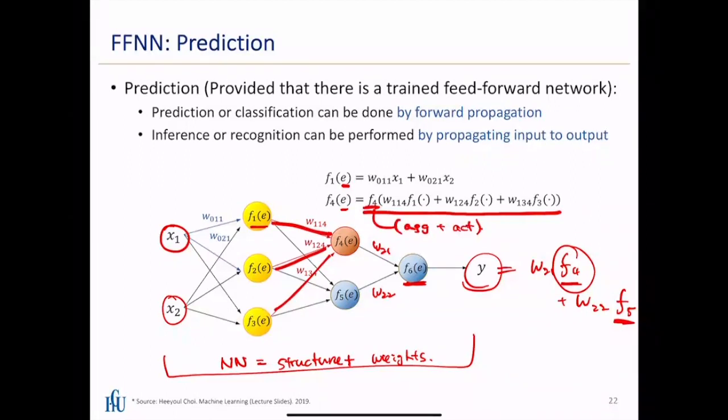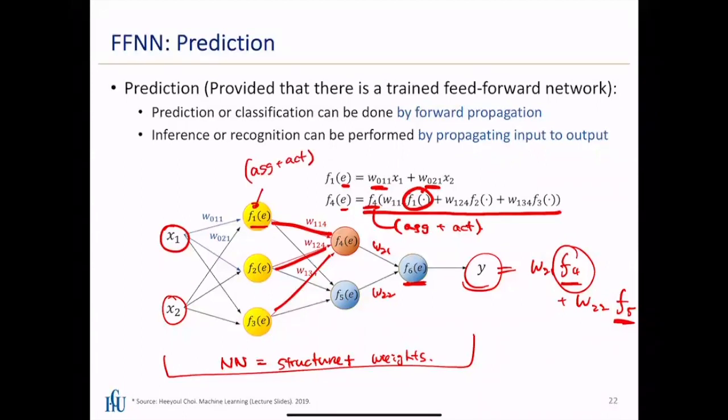And then let's take a look at f1, which is one of the inputs to f4. f1 is the function of x1 and x2, the original input. So you have two weight values: w011 multiplied by x1, w021 multiplied by x2. That defines the input to f1, and f1 also has an activation function.